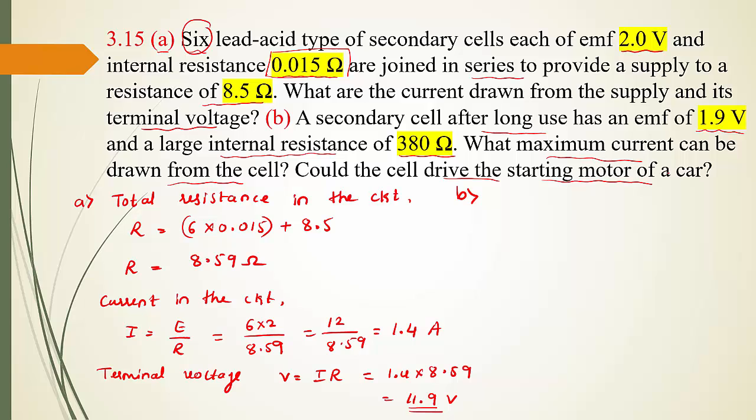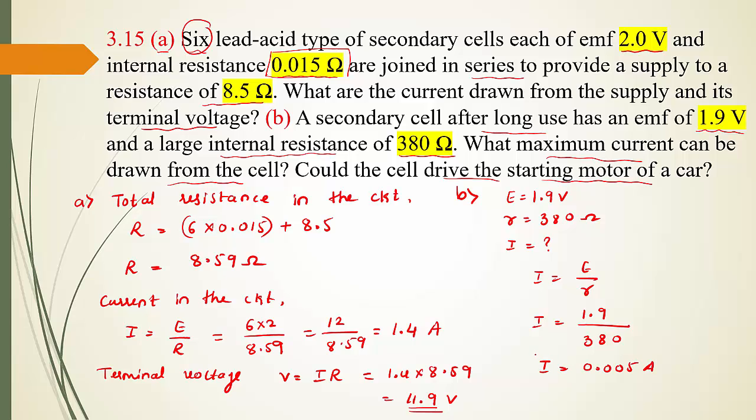First we have to find the maximum current drawn from the cell. See here, EMF of the battery is given as 1.9 volt. Internal resistance is given as 380 ohm. So we want current. We know that I equal to E divided by R, because there is no external resistor capital R. So I equal to E by R. E value is 1.9 divided by R value 380. So we will get the answer 0.005 ampere. So only this much current we can draw from the cell, 0.005 ampere.